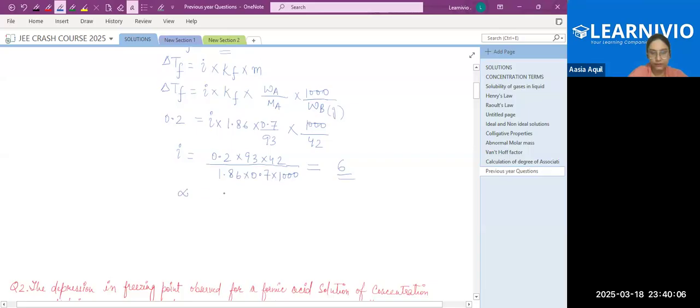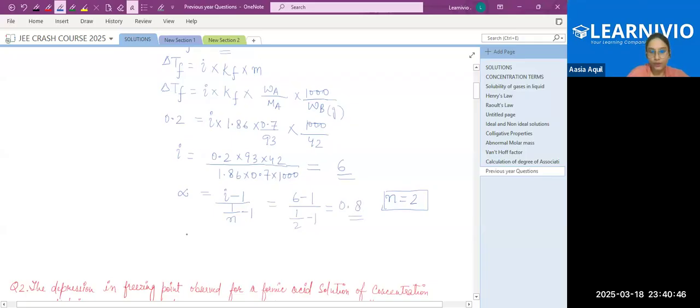association is alpha equals i minus 1 upon 1 upon n minus 1, right? And what will be the value for n? For association, when the molecules of solute form a dimer, then the value of n will always be equal to 2. Here, n will be equal to 2. Now substitute the values: 6 minus 1, upon 1 upon 2 minus 1. You will get the value of alpha as 0.8.